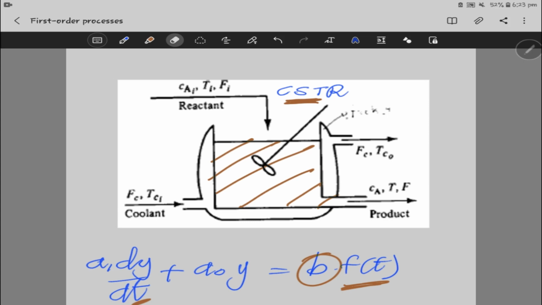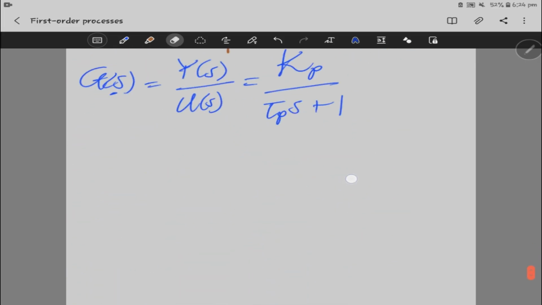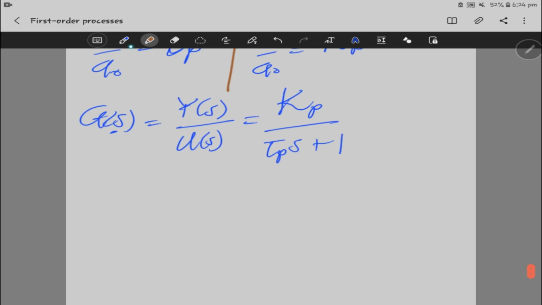Any system that can store mass or energy is a first order system, right? But then there's another thing. If the system has the ability to control the outflow or has resistance to outflow, then it's what we call a first order lag system, right? So there are two. We have first order, let me write it this way, first order lag system.